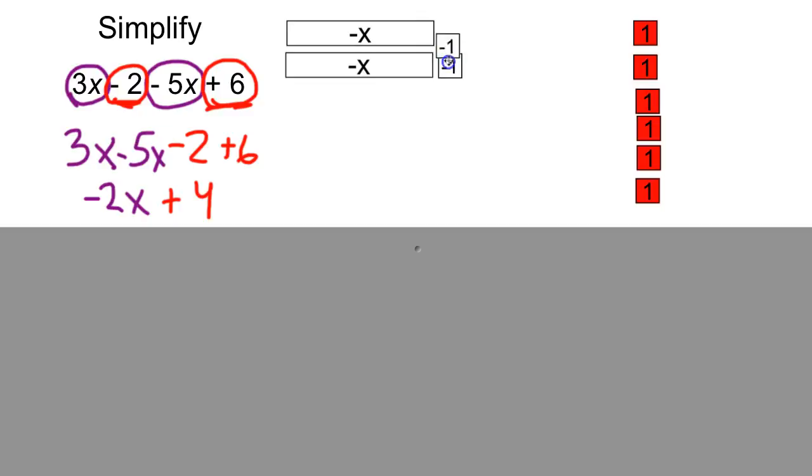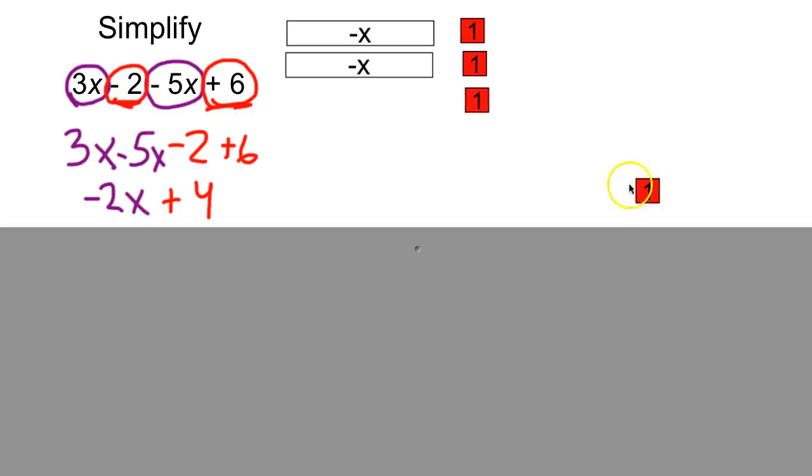Now I want to do the same thing with minus 1 and plus 1. Minus 1 plus 1, that equals 0. So I delete those. And then again, this minus 1 and that plus 1 equals 0, so I can delete those. And I'm left with plus 4. So if I look at what I have, minus 2x plus 4, that's the same thing I had over here. Perfect.